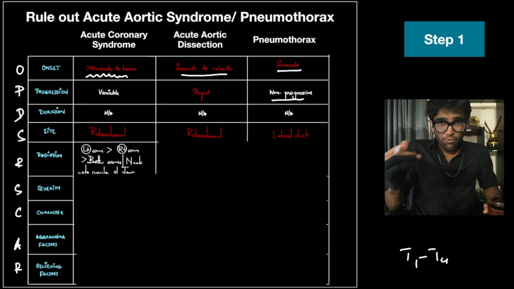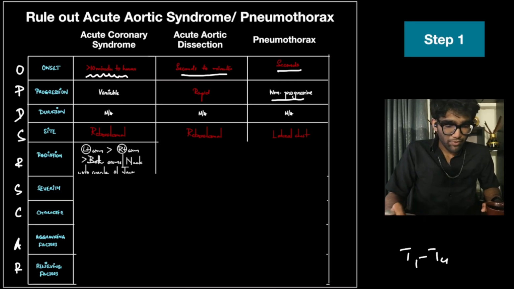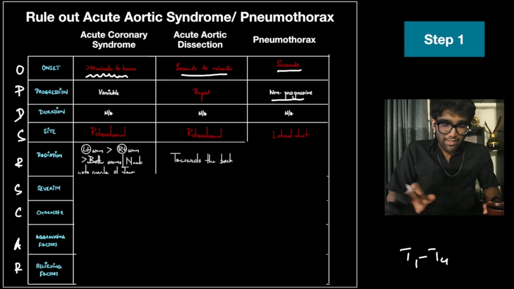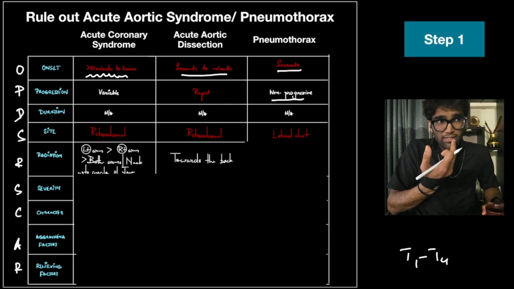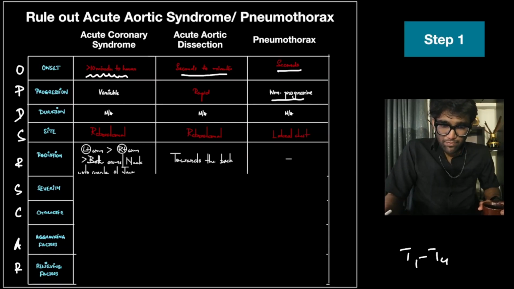It can sometimes be from both arms. It can also go right up till the neck. Okay, usually not crossing the neck and not going below the umbilicus. On the other hand, in acute aortic dissection, the patient gives you a very characteristic history of the pain going back towards the midline back. Okay, and this is something that is very characteristic. Usually a pneumothorax pain does not radiate.